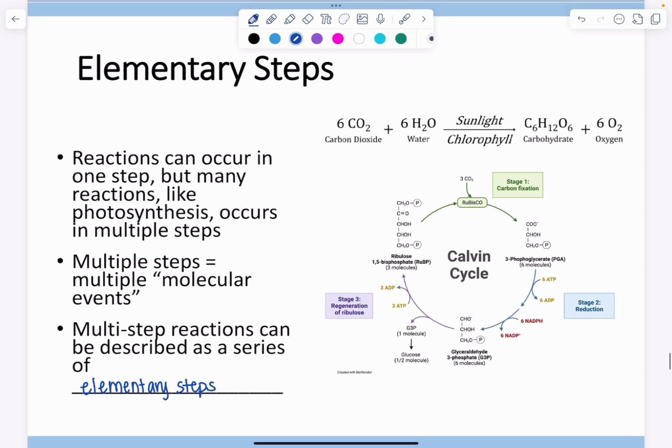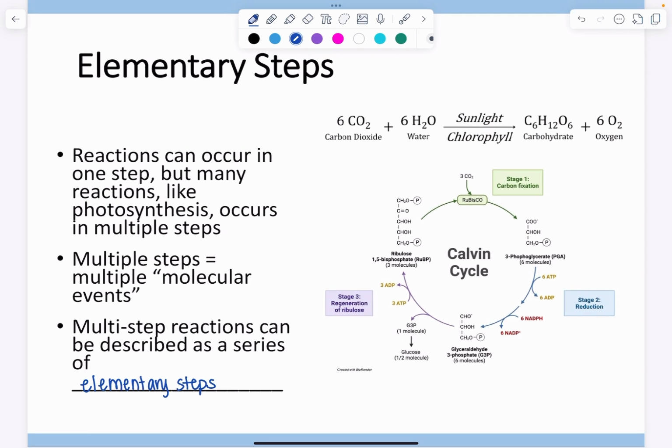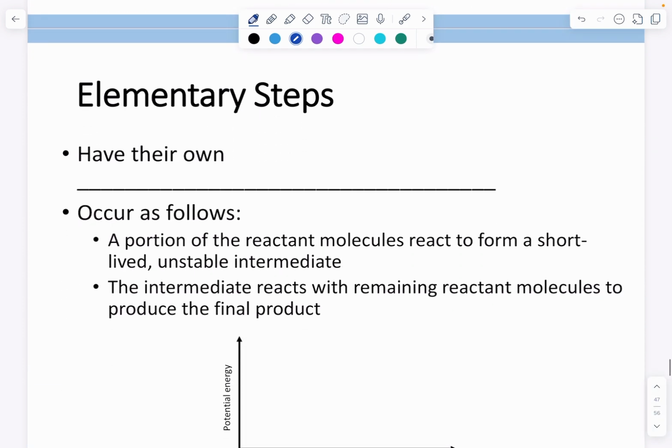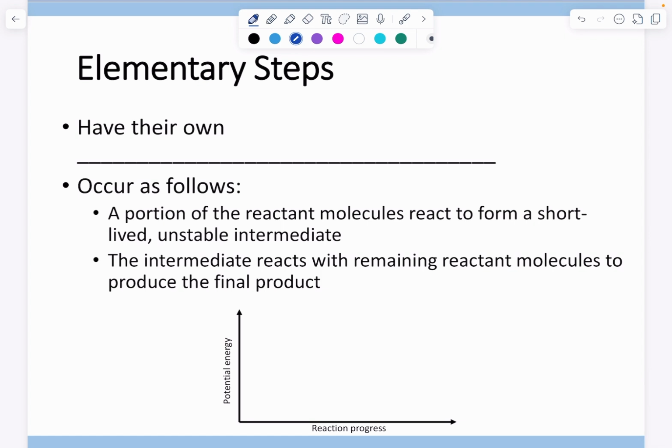If you look at just the photosynthesis reaction, going from first reactants to final products, it can be summarized as one reaction, but it actually occurs in many steps. If we look at the Calvin cycle, we've got multiple steps here. Each arrow is indicating at least one step. So each singular step is an elementary step, but the whole thing would be a reaction mechanism. Each elementary step has its own activation energy and transition state.